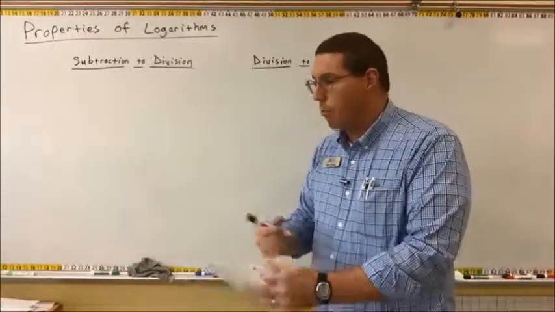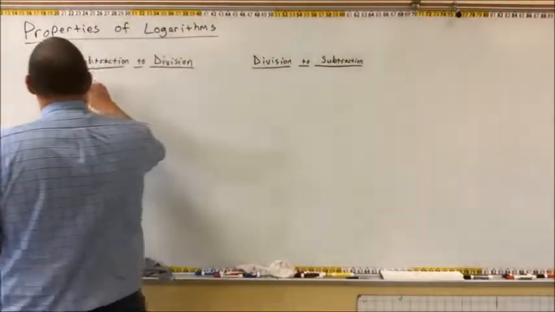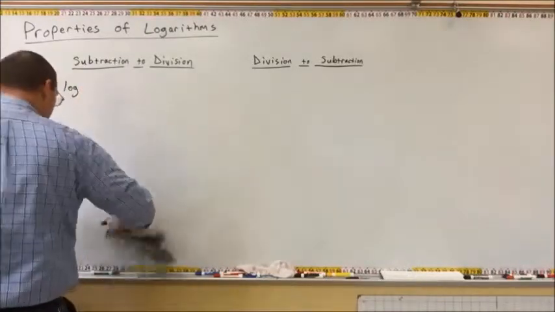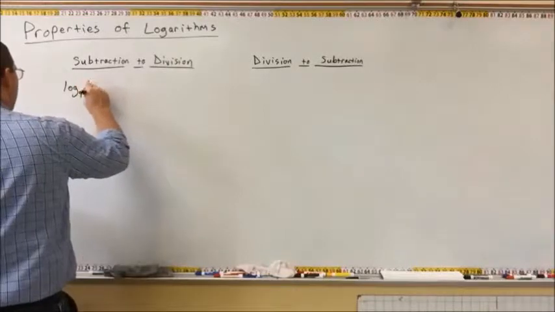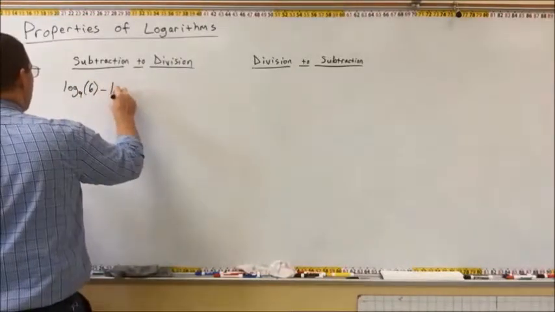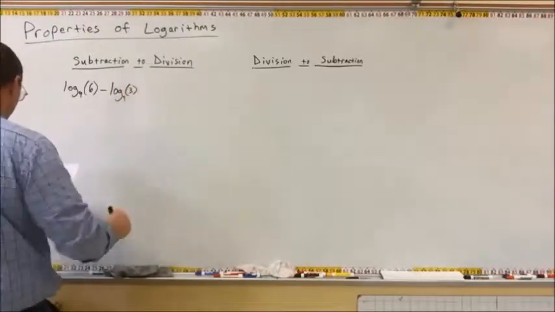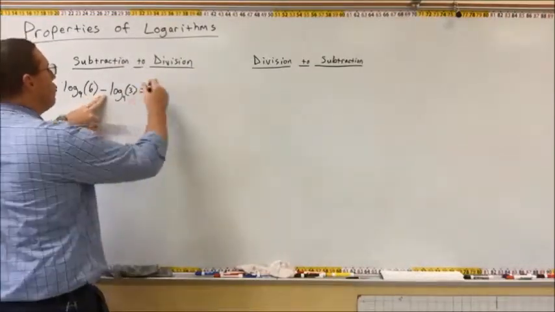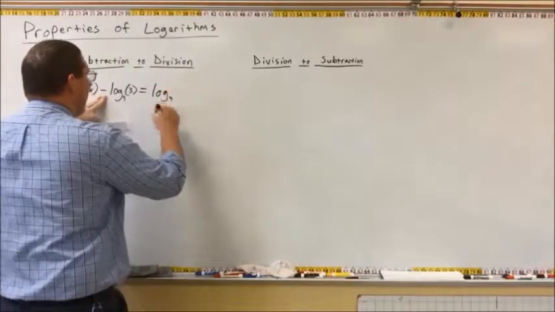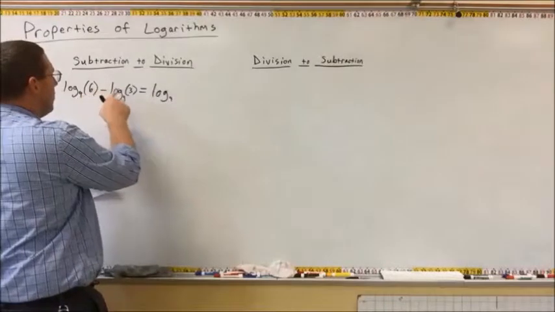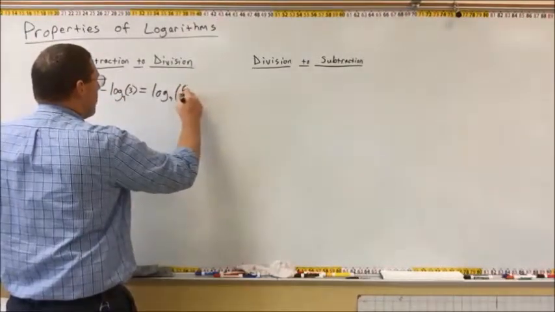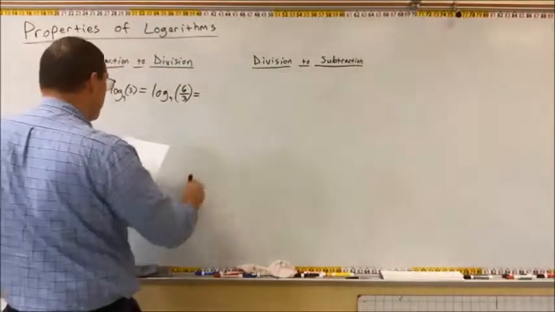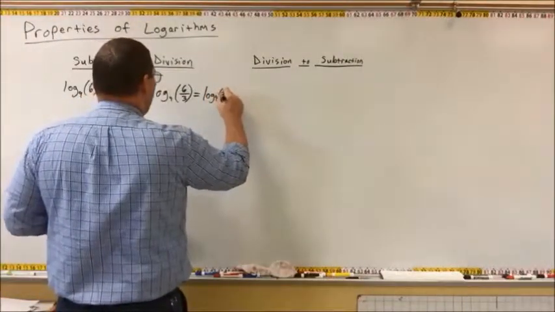Okay? So let's look at this property here. Let's say that we have log base 9 of 6 minus log base 9 of 3. Well, this is a subtraction problem between two logarithms, so we can turn it into one logarithm, log base 9, and we can turn it into division, 6 divided by 3. So it would be the same thing as log base 9 of 6 divided by 3. And 6 divided by 3 is the same thing as 2. So then we would say that this is the same thing as log base 9 of 2.